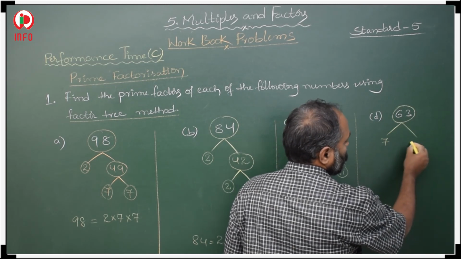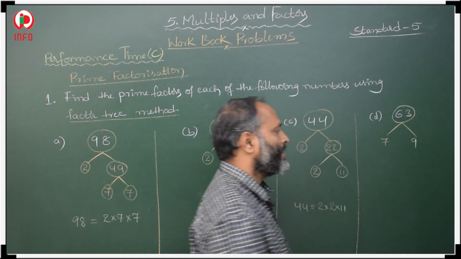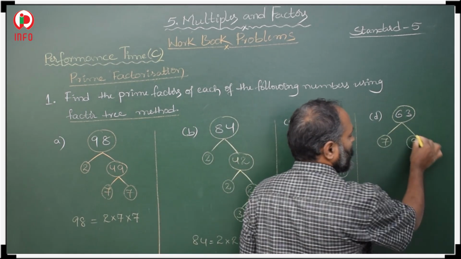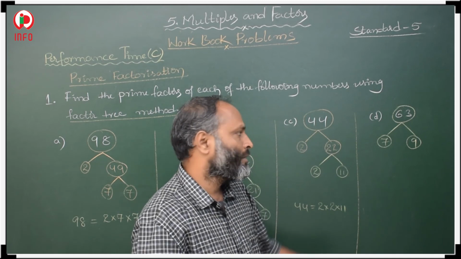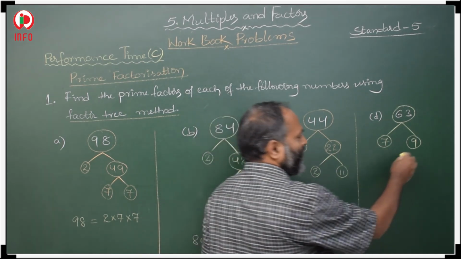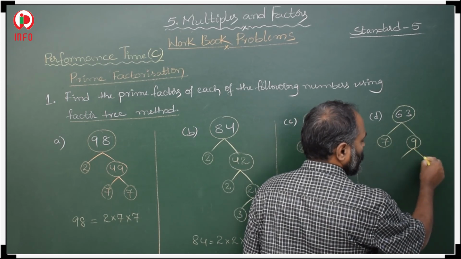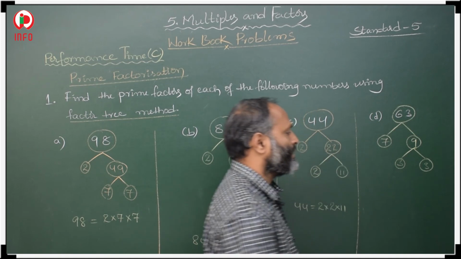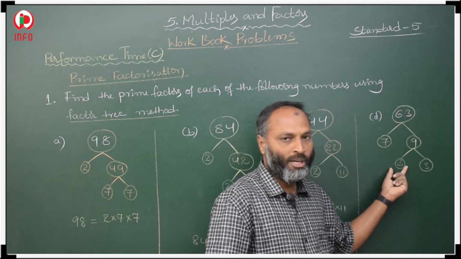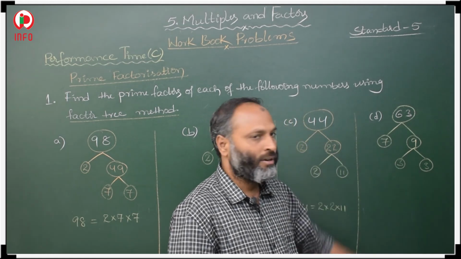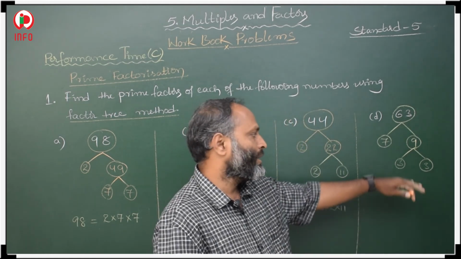7 nines are 63. 7 is a prime number and 9 is not a prime number. So, this 7 we cannot split further. Then how to split this 9? 9 factors: 3 threes are 9. Then we stop here, because 3 is a prime number. Again, this 3 is a prime number. Finally, we got prime numbers, so we stop here.